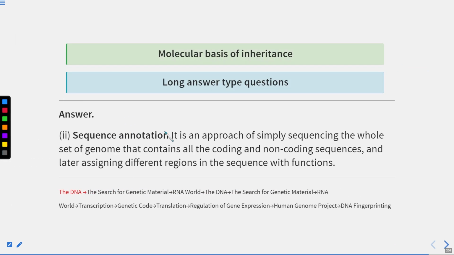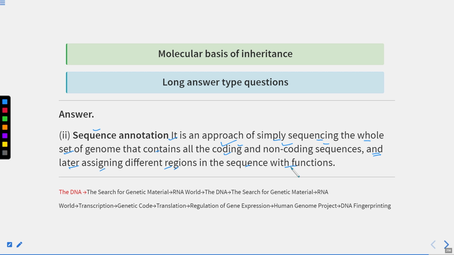Now, the second method is sequence annotation. So in this approach, you simply sequence the whole genome. That's why the name sequence annotation. They sequence the whole genome first, which contains all the coding and the non-coding sequences. In expressed sequence tag, we were only focusing on the coding sequences which can be expressed. Here we have sequenced the entire genome, and genome consists of both the coding and the non-coding sequences. And then later you assign different regions in the sequence with its function.